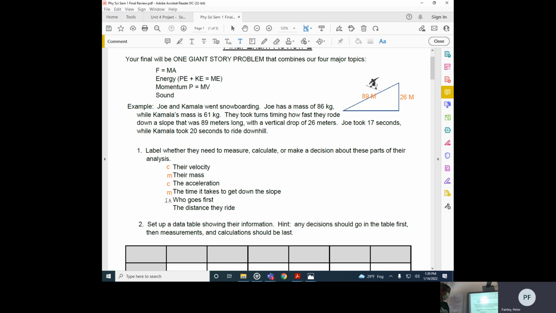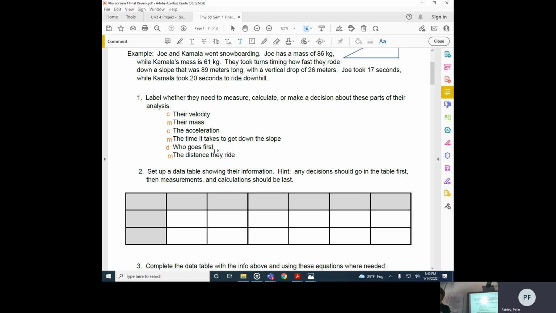What about who goes first? That's what we decided, huh? And then the distance they ride, what was that? Well, we can decide we're going to go from here to here, but eventually you're going to have to measure it, right? Are we good on that? You see why I put CM and D on there? Calculate, measure, or decide.